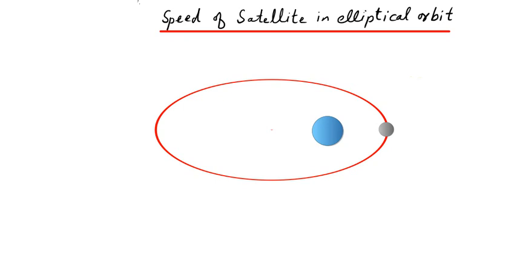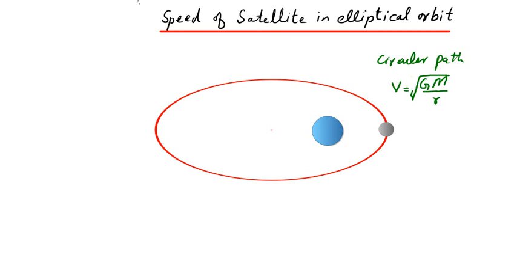In the previous lecture we learned that if we have a circular orbit or circular path, and a satellite revolving in such a circular path, the speed would be equal to the square root of capital G, the gravitational constant, times the mass of the planet, or the earth in this situation, divided by the distance between these two bodies.